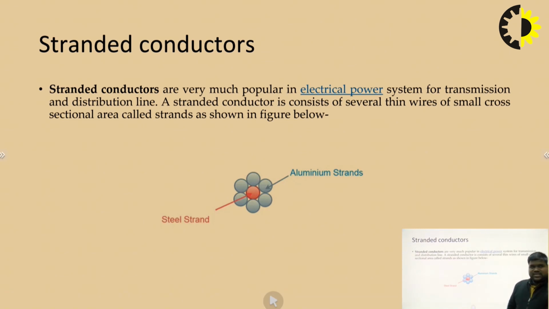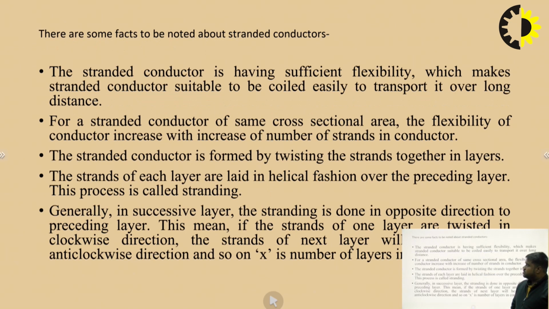The first one is standard conductors. These are very popular in the electrical power system network on the transmission and distribution side. A stranded conductor consists of several thin wires of small cross-sectional area called strands, as shown in the figure. These are the strands, with small cross-sectional area, and we can easily see the structure.